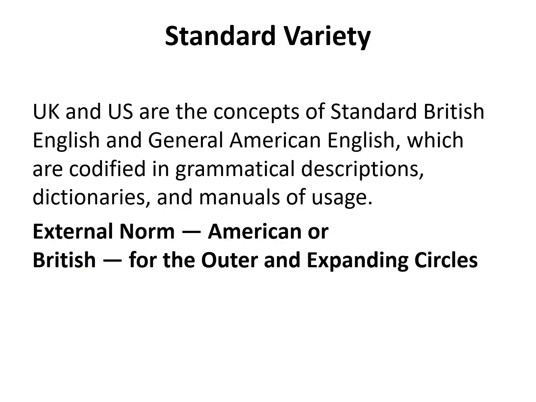Next, there is the standard variety. The UK and US are the concepts of standard British English and General American English, which are codified in grammatical descriptions, dictionaries, and manuals of usage. It means they are our forefathers regarding the usage of this language, or regarding using this standard variety of English. If we want to speak like native people, we have to consult the American or British variety. The American variety is also called GA or General American, and the British variety is called RP, Received Pronunciation. I forgot to mention this. So you can understand RP means the British variety and GA means the American variety.